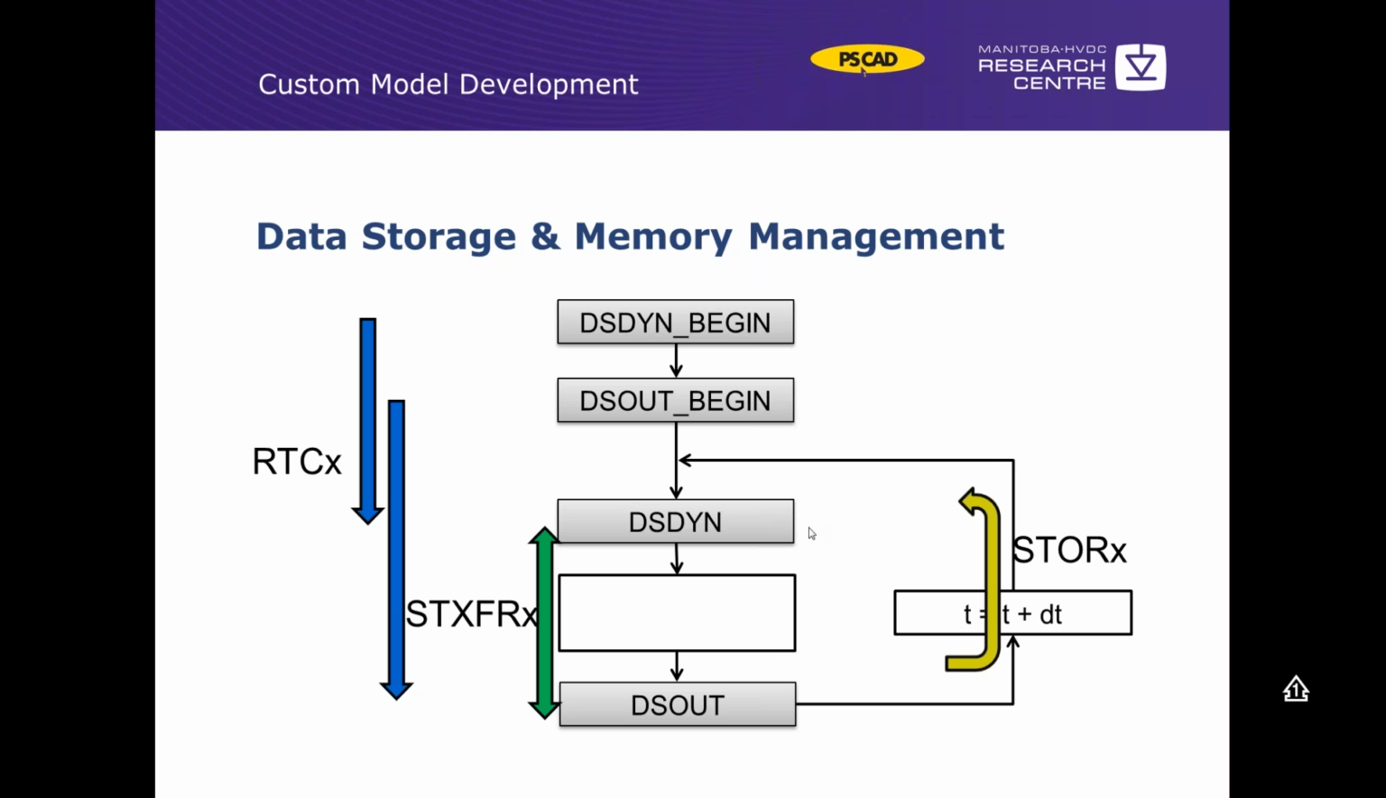To show this graphically, this is the RTC array showed in blue. The purpose is going from begin sections to DSDYN or DSOUT. Storage array in yellow, it's from time step to time step, and the STX FR array is to transfer between DSDYN and DSOUT.